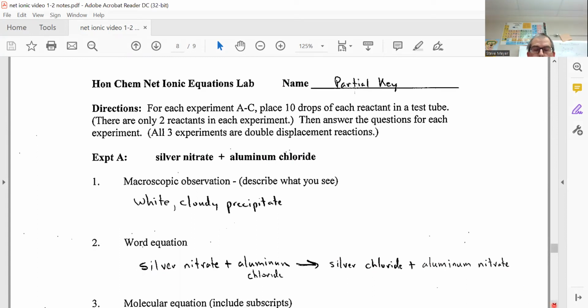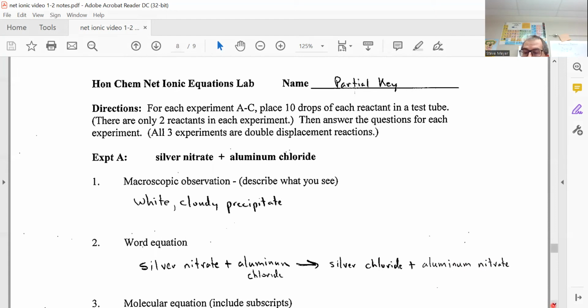We're going to go through the molecular equations, balancing, and net ionics in the next video. But I just want to note, we had a clear solution here and a clear solution here, and we definitely saw the white cloudiness. Which one is a precipitate? Is it the silver chloride, or the aluminum nitrate, or both? One of these two things has to be a precipitate, possibly both. And what we're going to do is look at a solubility table to figure that out.